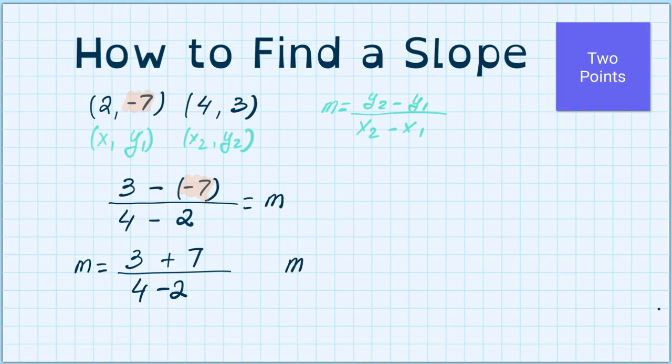So let's write what is 3 plus 7. 3 plus 7 equals 10, and then 4 minus 2 equals 2. So we have 10 divided by 2, or simplified, 5 over 1, or 5. Okay, and that is our slope.